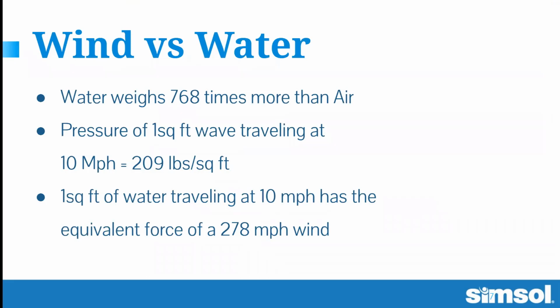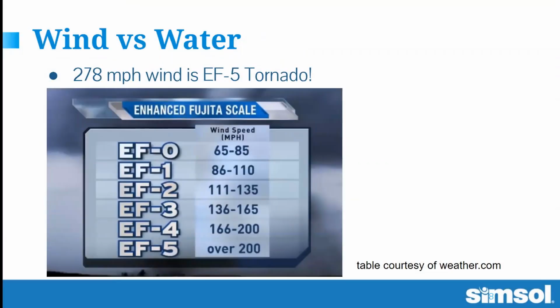And when you run through the higher math, the pressure of 1 square foot of water traveling at 10 miles an hour is about 209 pounds a square foot. That's quite a bit of pressure. When we work the math backwards, that 1 square foot of water at 10 miles an hour is basically the equivalent of about 278 miles an hour in wind. So when we take that 278 miles an hour to the enhanced Fujita scale, we're talking a very strong EF5 tornado, to put it into perspective.